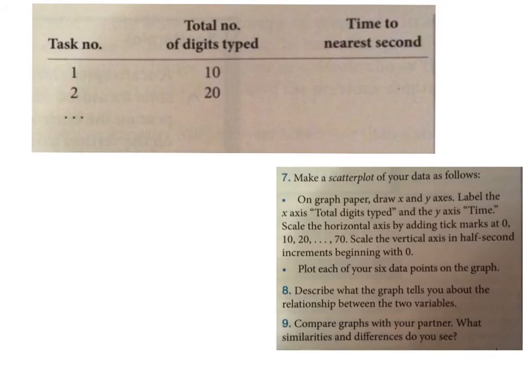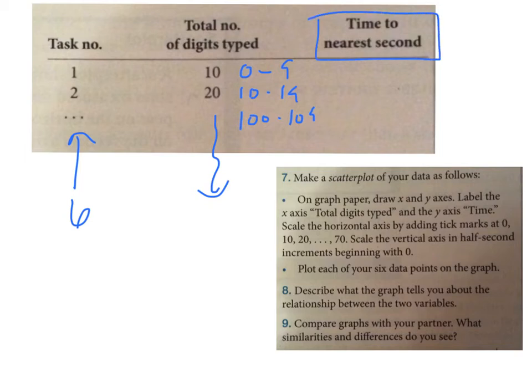So once you've completed your task, you're going to make a table just like this. Alright? Column number 1 is task. So you're going to go all the way down to task number 6. Total number of digits typed. Well, remember, in the first task, you typed the numbers 0 through 9, so that's 10 digits. In the second task, you typed the digits 10 through 19. That's 20 digits. In the third task, you typed the digits 100 to 109. I'm going to let you fill in those number of digits that you typed all the way down to the 6th task. And then finally, in the last column is where you record your time to the nearest second on completing that task.